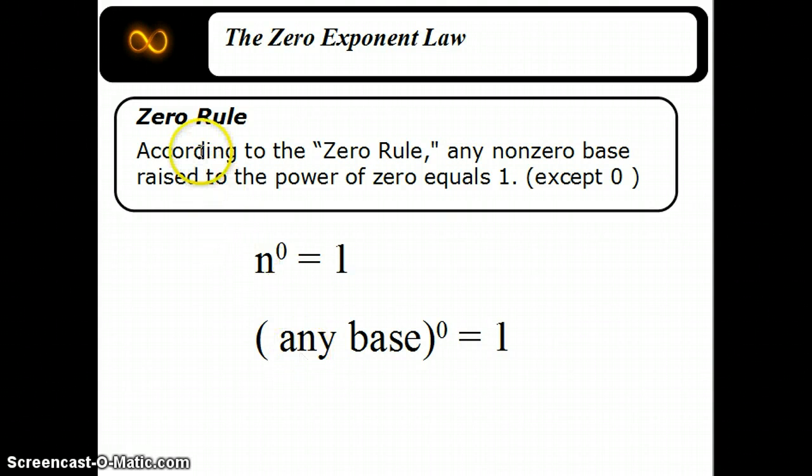So the zero rule. The zero rule says any non-zero base, keeping in mind the base cannot be zero. So right here, n is the base, which stands for any number. It cannot be zero. But it says that for any non-zero base raised to the power of zero, your answer equals 1. So it does not matter what this number is. That's why we put it as n. It can be any number. If the exponent is 0, it equals 1. So any base raised to the power of 0 always gives me the answer of 1.